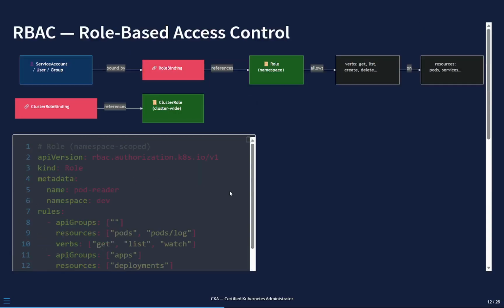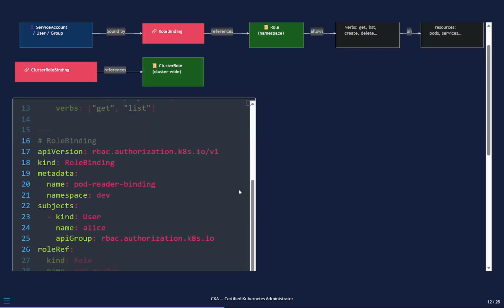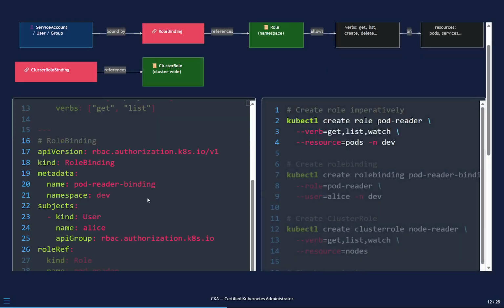A cluster role applies cluster-wide and can grant access to cluster-level resources like nodes. Click. The YAML on the left shows a role named podReader in the dev namespace. It grants get, list, and watch on pods and pod logs. Then the role binding connects that role to the user Alice.